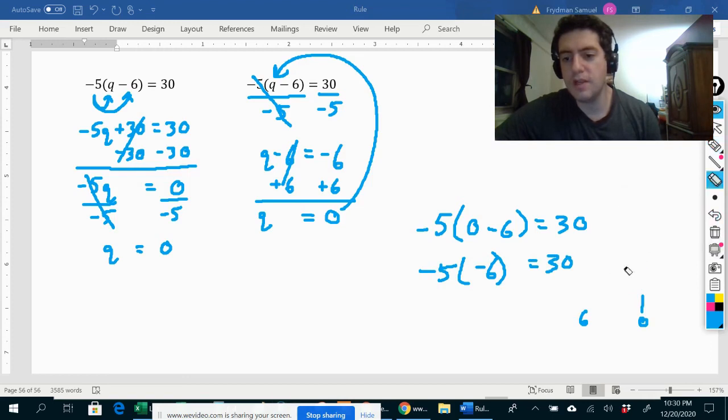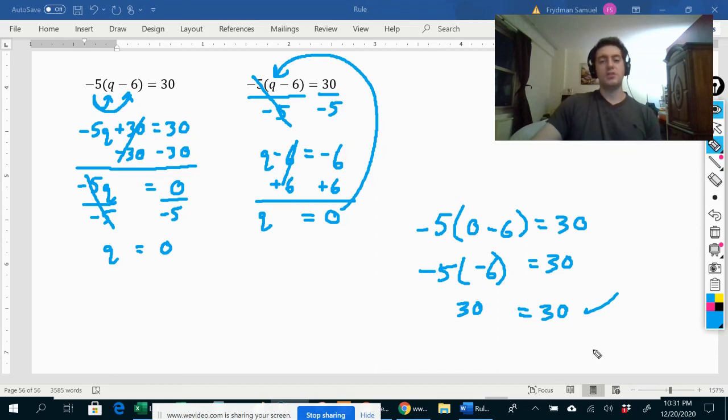Is that a true statement? Yes, it is, because -5 times -6 would be positive 30. So I get positive 30 over here, and I had positive 30 over here. So that is correct. Okay?